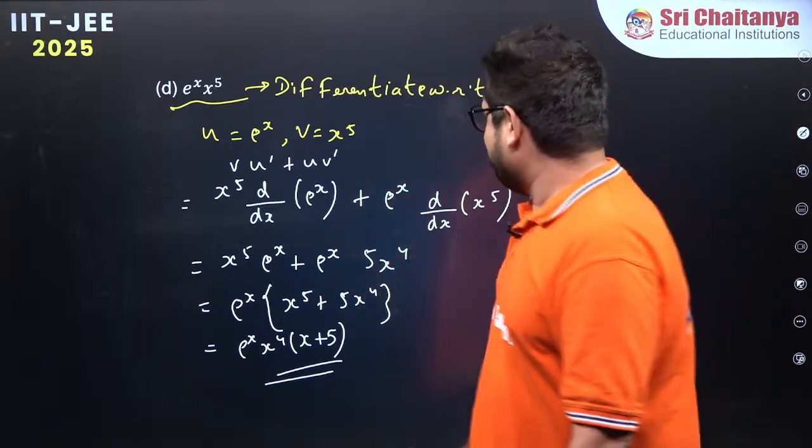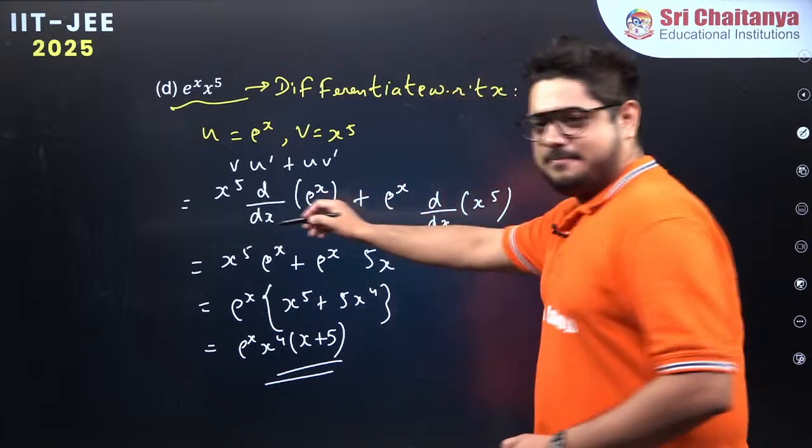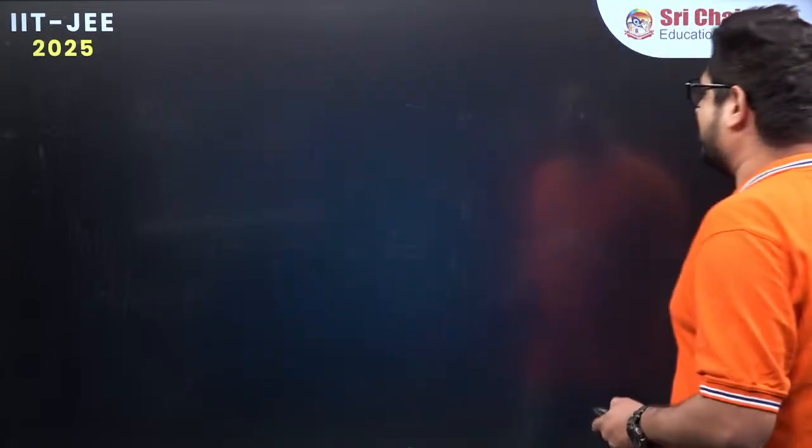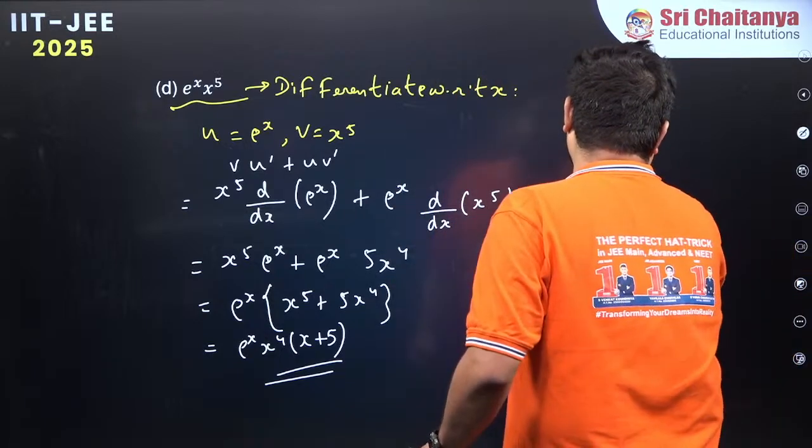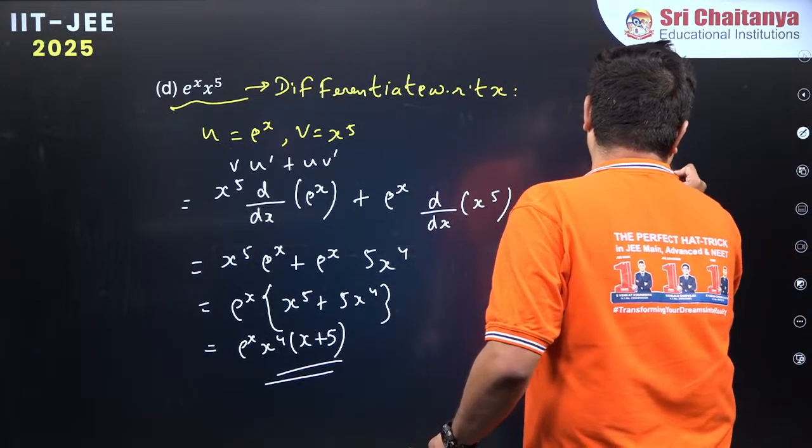E to the power x, how? Because it's a rule. It's a formula. I already mentioned it over here in the initial stages of this lecture session. We know that d by dx of e to the power x is e to the power x itself.